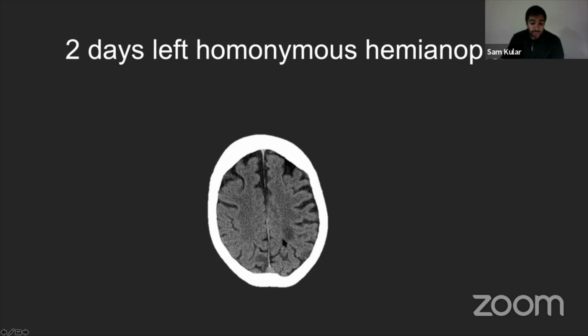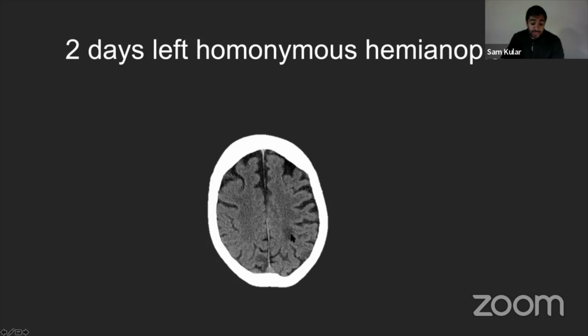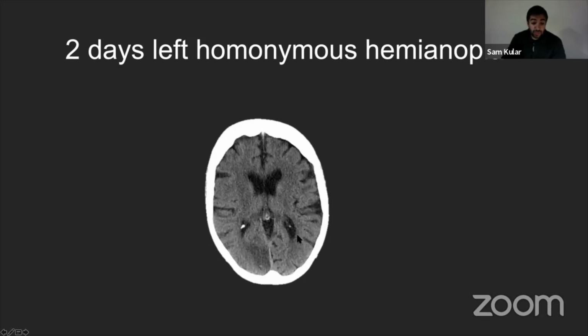There's no cortical swelling. There's no wedge-shaped pattern. And it's only involving the white matter. So it's very consistent with small vessel disease rather than an acute stroke, which we can see goes all the way to the cortex.